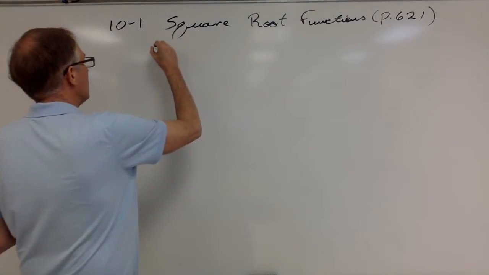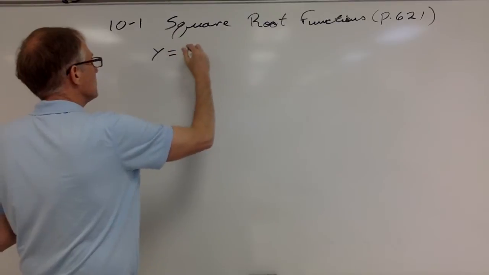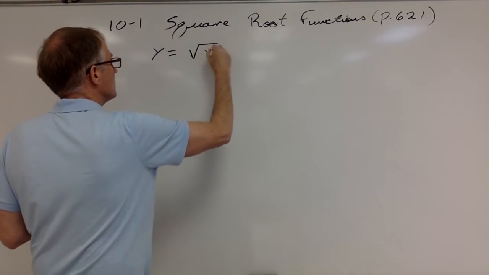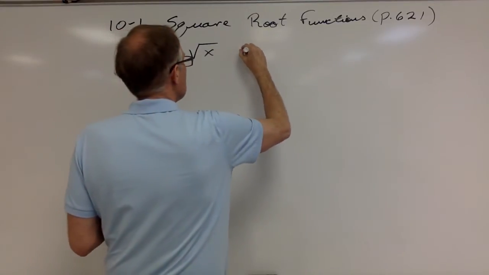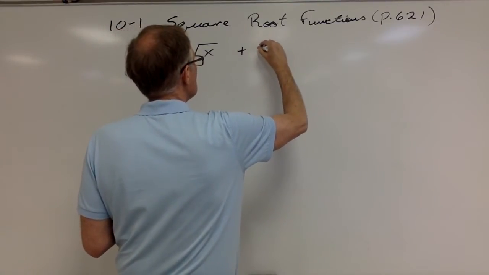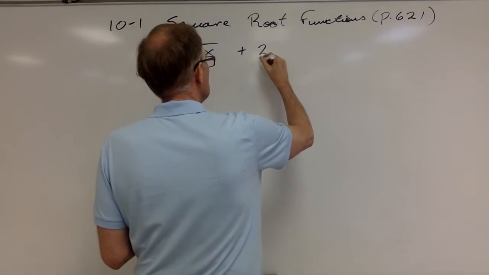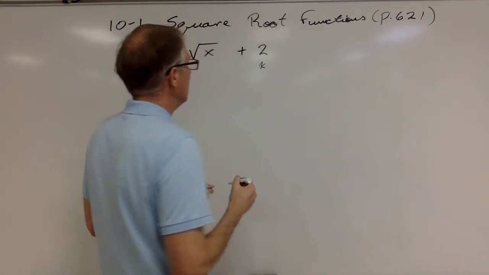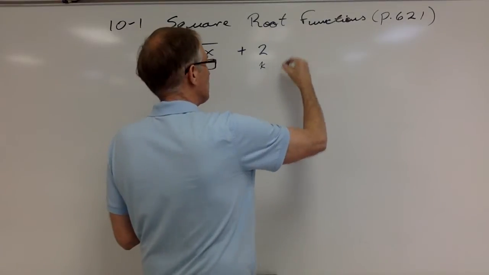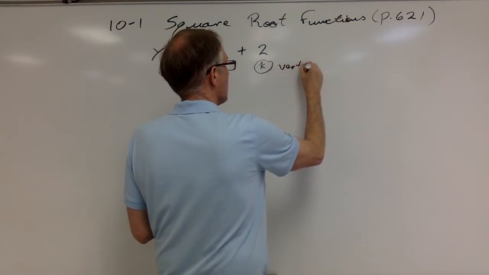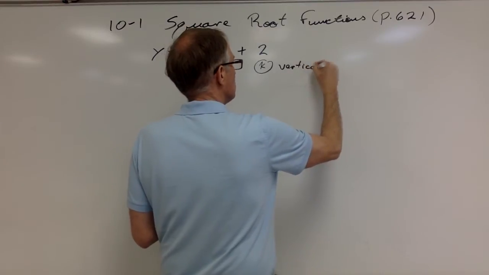So the way that these things are translated, if I were to write this equation, let's say we have y equals the square root of x plus 2. This is your k value. If you remember that from before, that translates it up or down, all right? It's a vertical shift.